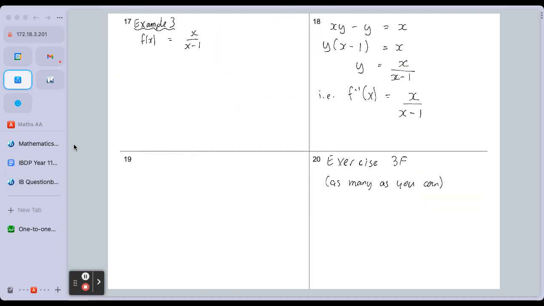And again, I'll do the same thing. I'm going to get you to take the example f of x equals x on x minus 1, and I'll give you a chance to do it yourself. I want you to work your way through to work out what the inverse function is. I'll give you a minute to do that.